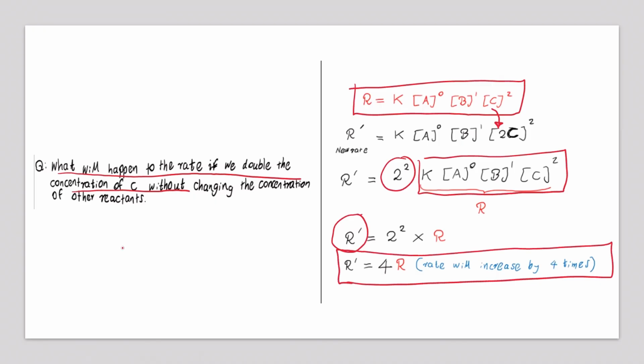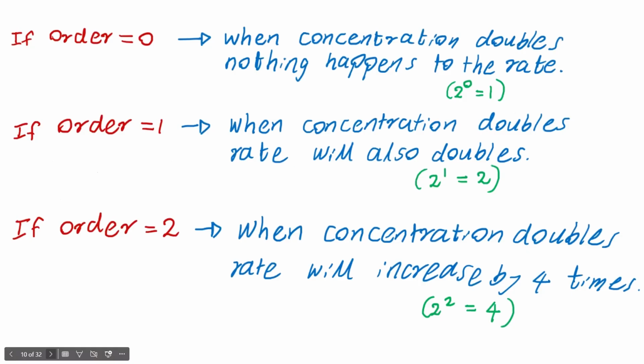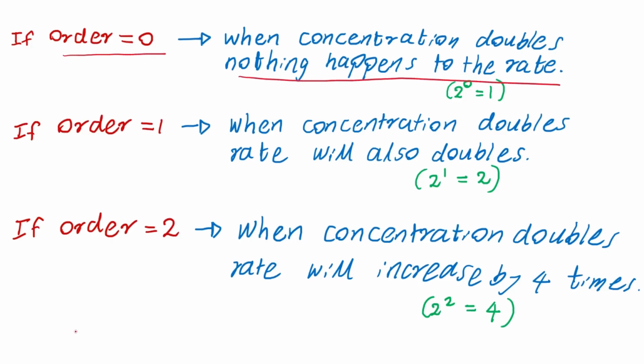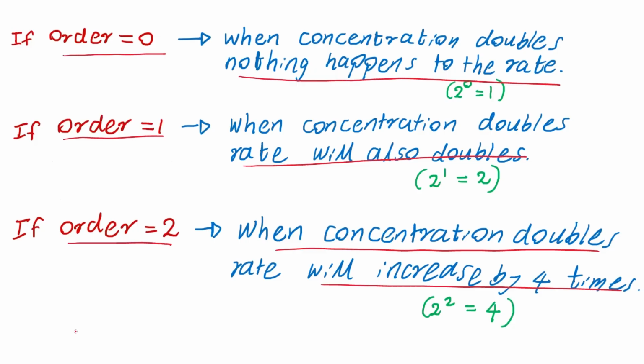Can you see? These orders 0, 1 and 2 tell us that when you double or triple the concentration of a given reactant, how many times the rate of the reaction will increase. Now we have to summarize it before going to our question. If our order is 0, when concentration doubles, nothing happens to the rate. If our order is 1, when concentration doubles, the rate also doubles because 2 to the power 1. If our order is 2, when concentration doubles, the rate will increase by 4 times because 2 to the power 2.